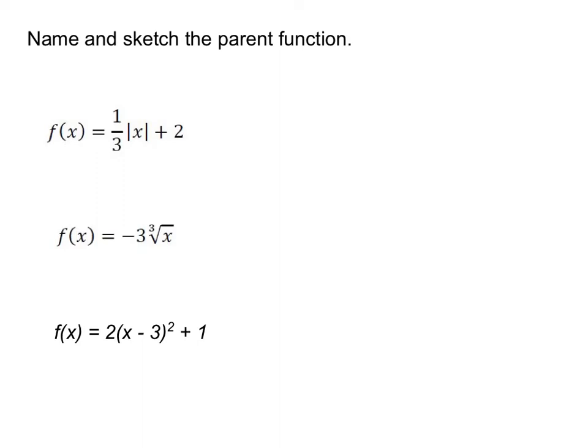This one right here has an absolute value. So what is the family function called? Absolute value. And the shape of the absolute value is V-shaped. So it's going to look like this. There are no restrictions on the domain, so you can choose -2 to +2.